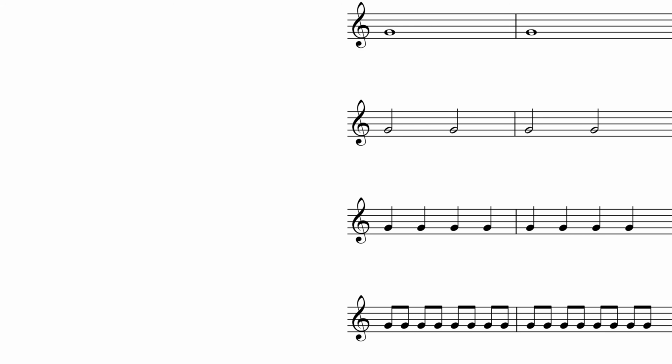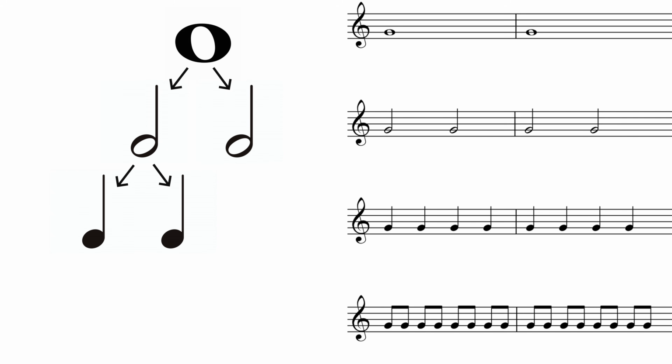A pattern we can notice here is how the rhythm values are essentially being cut in half each time. A whole note is divided equally into 2 half notes, a half note is divided equally into 2 quarter notes, and a quarter note is divided equally into 2 eighth notes.